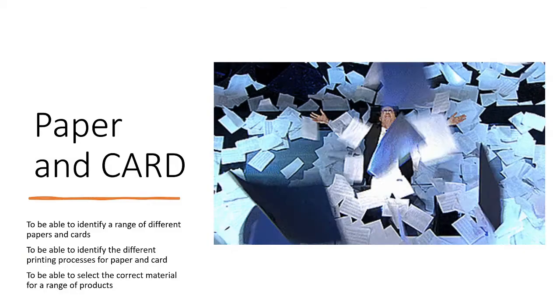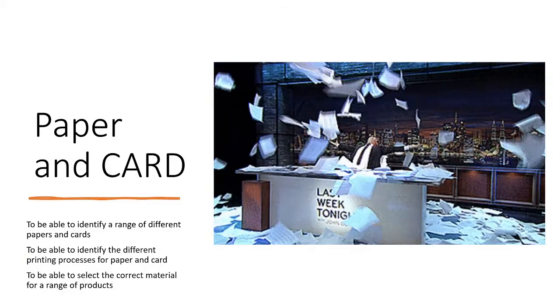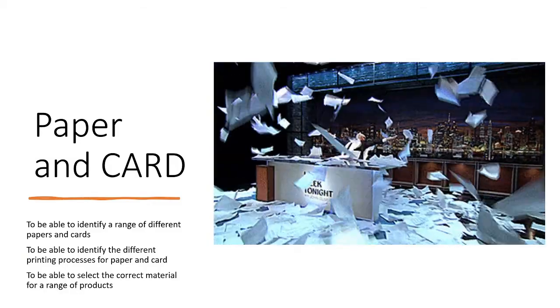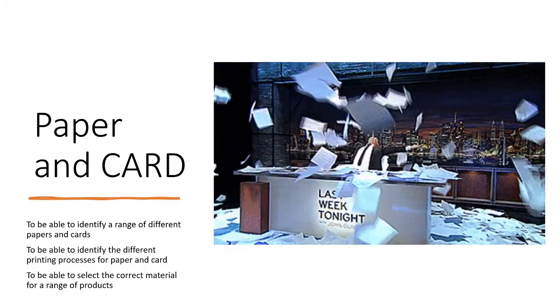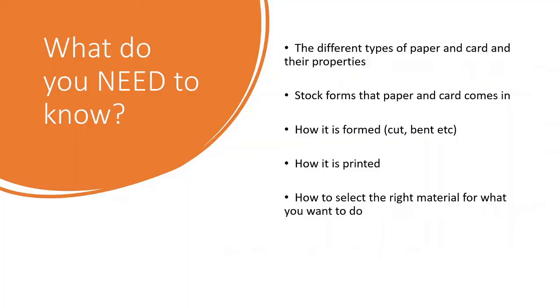Hi everyone, so in today's video we're going to have a look at paper and card for AQA A-Level product design. Typically this will be on paper 1, the 2.5 hour paper. In terms of what you need to know in the content for paper and card, it's the different types of paper and card and the properties that they have, the stock forms that they come in, how it's formed, how it's printed, and then how to select the right material for what you want.